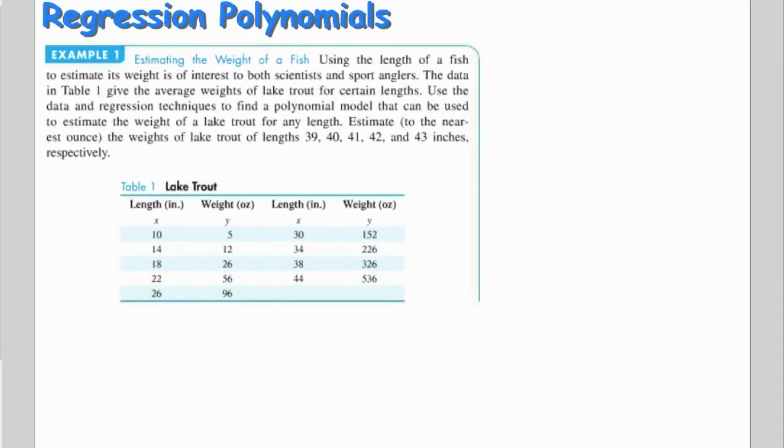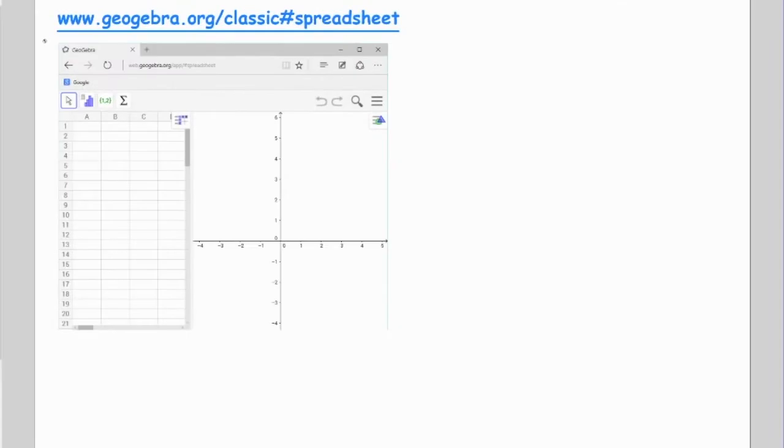So we're going to use this table of data to do a polynomial regression. And we've done linear regression before and quadratic. Now we want to do degrees higher than 2. And we're going to use GeoGebra to help us with this. So GeoGebra allows us to type all of the data into a spreadsheet and then generate a polynomial. Here's the web address to the GeoGebra spreadsheet I'll be using.